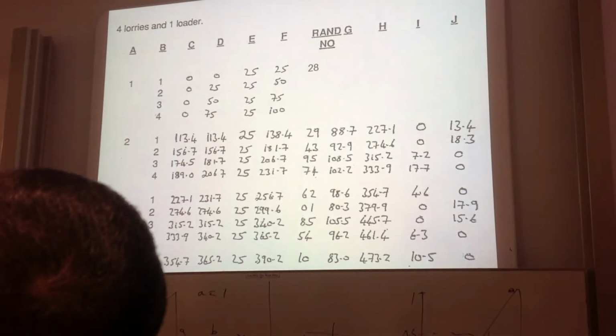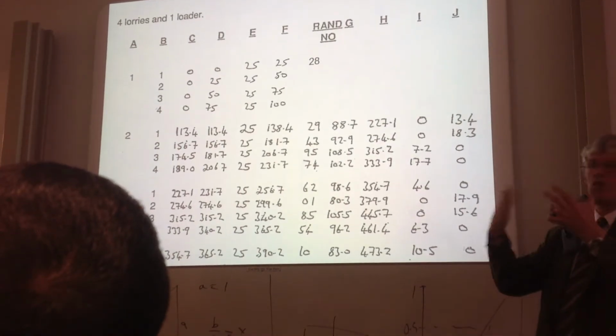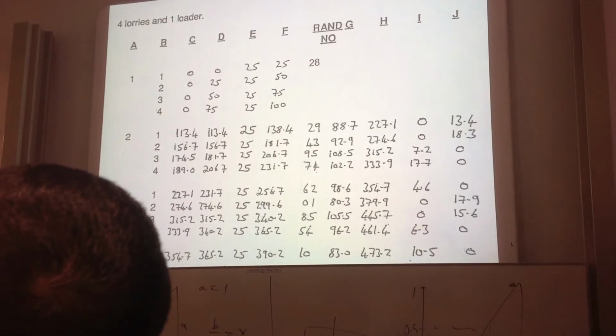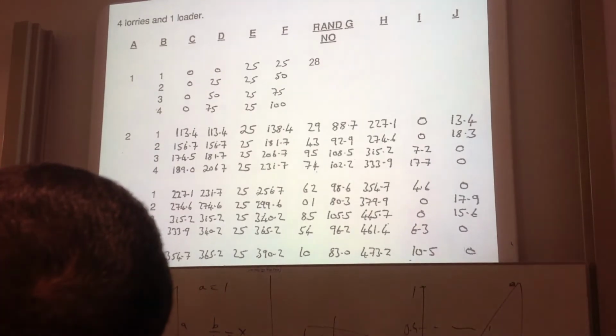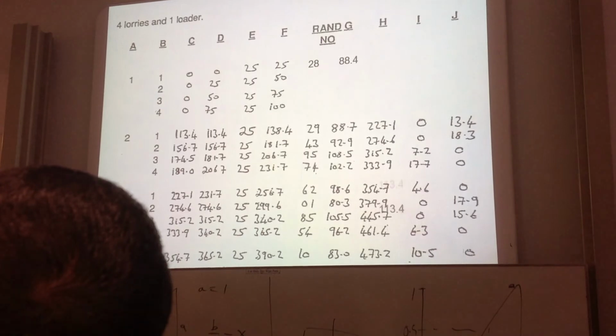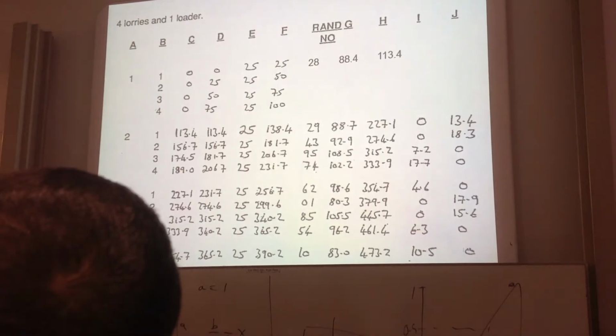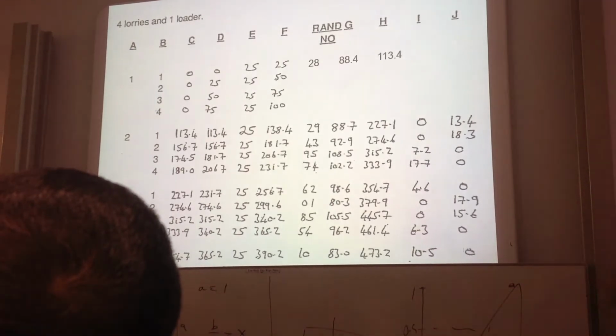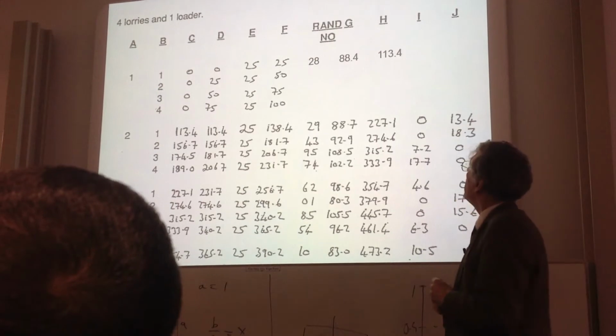Obviously we want random numbers between 0 and 1, so that translates into 0.28. We put that in our formula, read off the graph, and we get a travel time of 88.4. That means that it comes back at time 113.4.